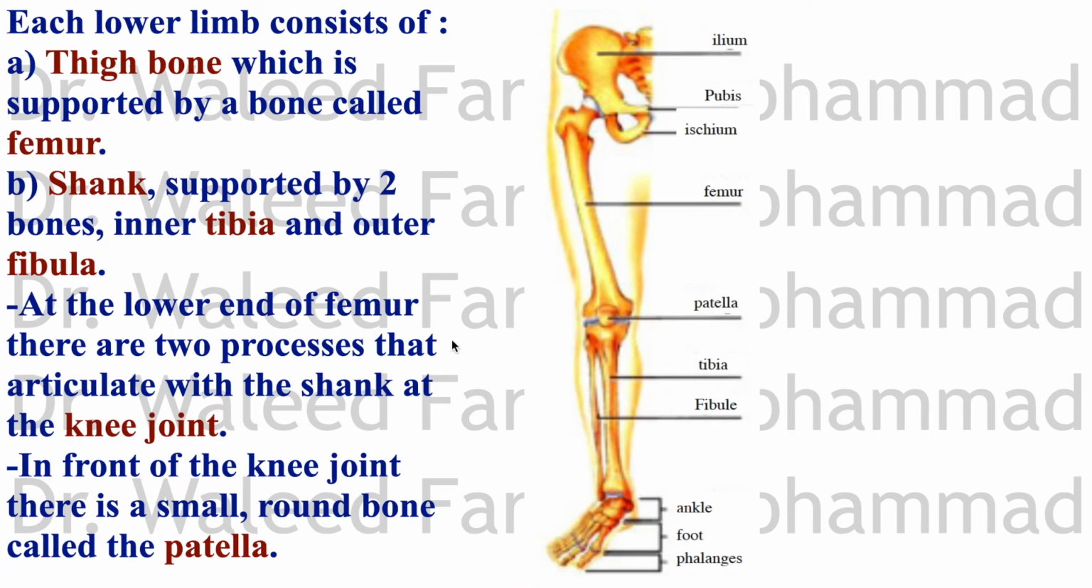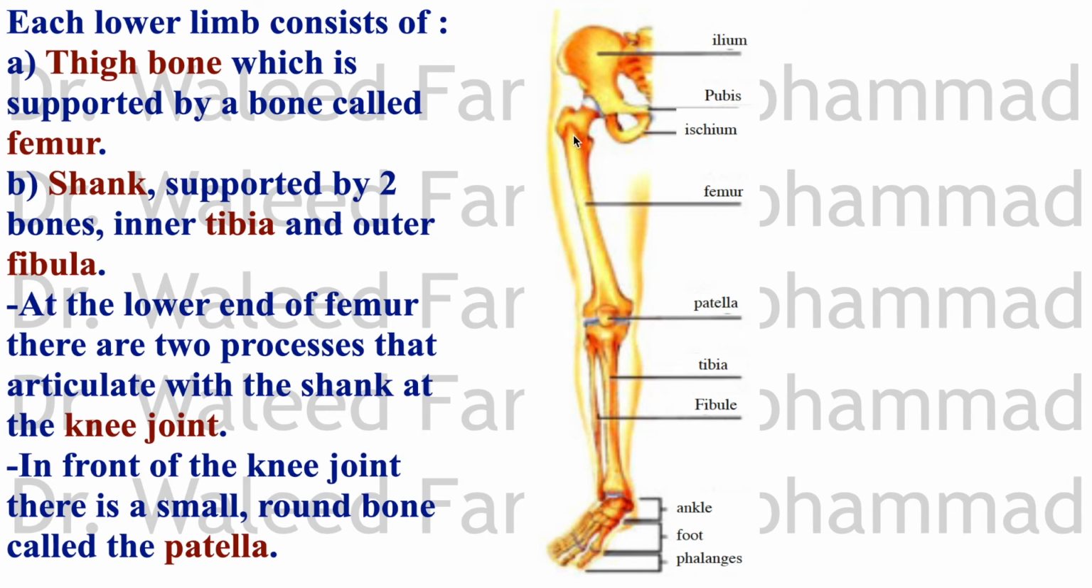Okay. Each lower limb consists of the thigh, the leg, and the foot. Pelvis, thigh, leg, foot. But the pelvis is part of the pelvic girdle. So the lower limb proper is formed of the femur or the thigh, the leg or the shank, and the foot. The thigh contains only one bone.